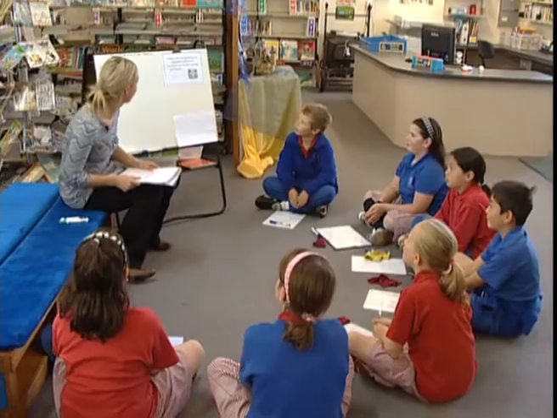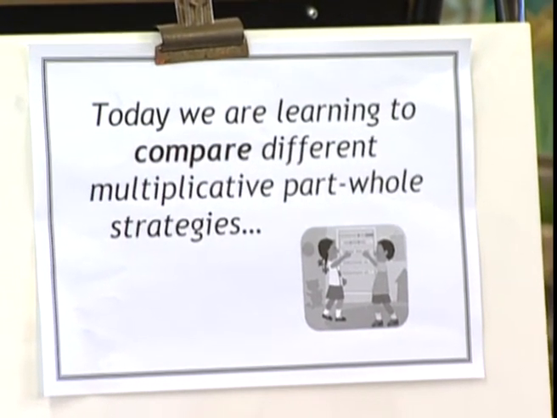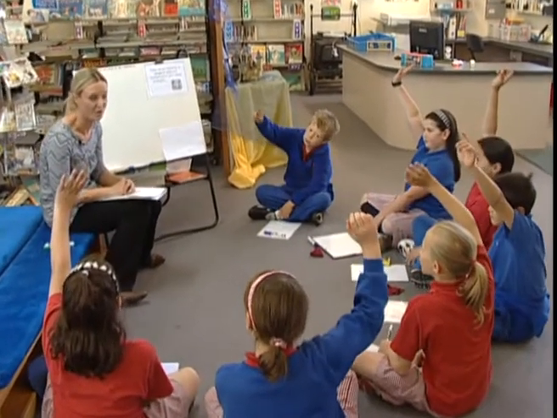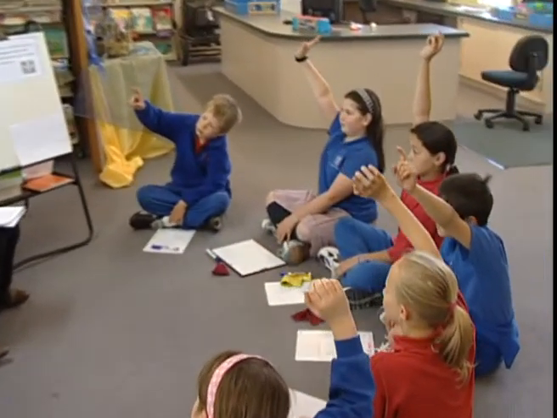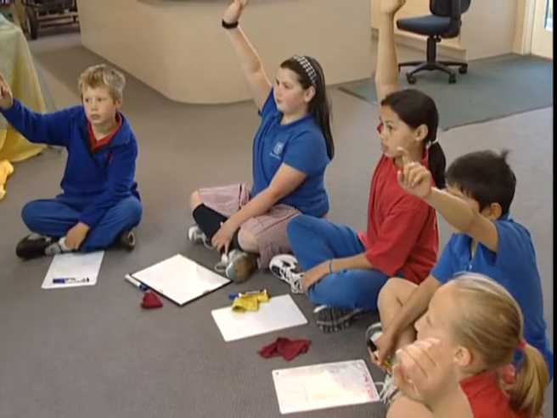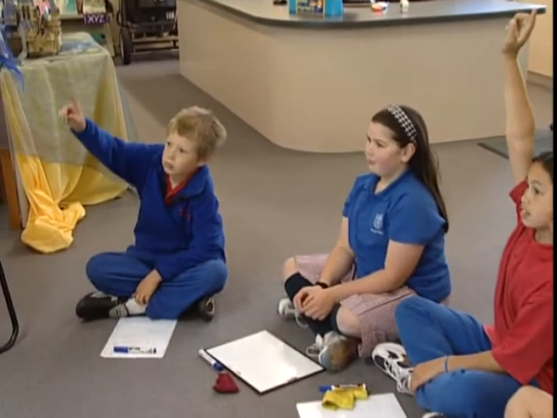Well guys, today we are learning to compare different multiplicative part-whole strategies. So first of all, can you remind me of some of the multiplication strategies that we know how to use? Some of the ones we've learnt. Bella? Doubling and halving. Great. And we've been practicing these a lot, so you've all got your hands up. Rosie? Place value. Excellent, that's another one.